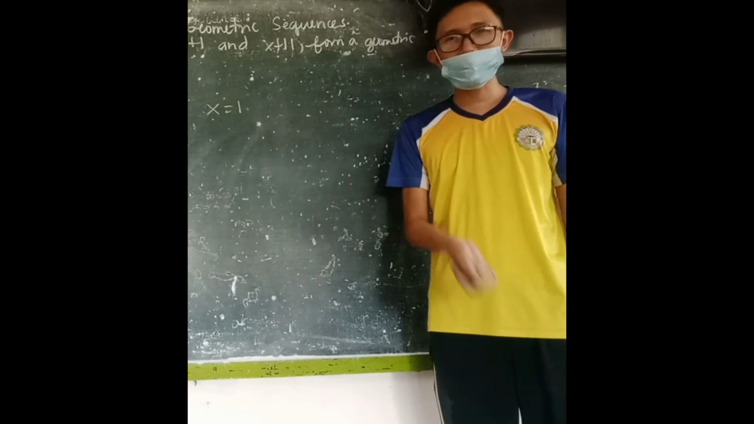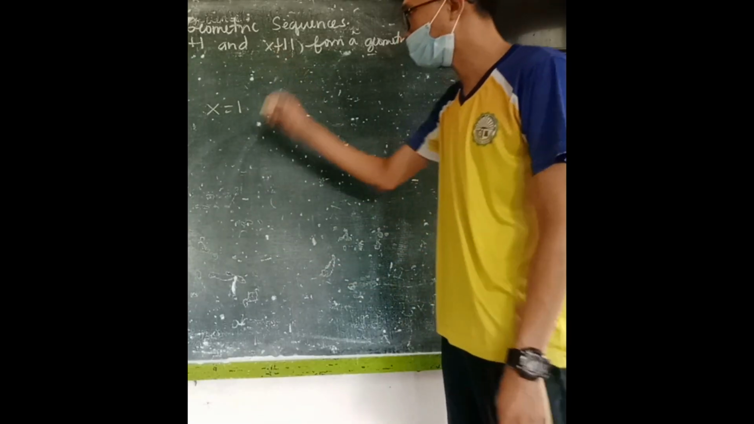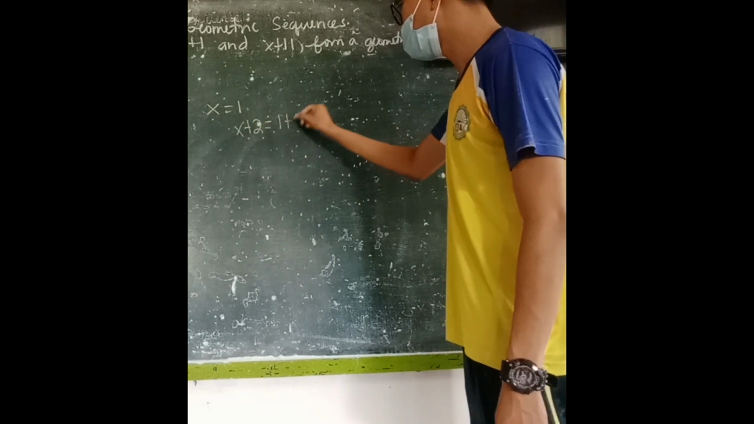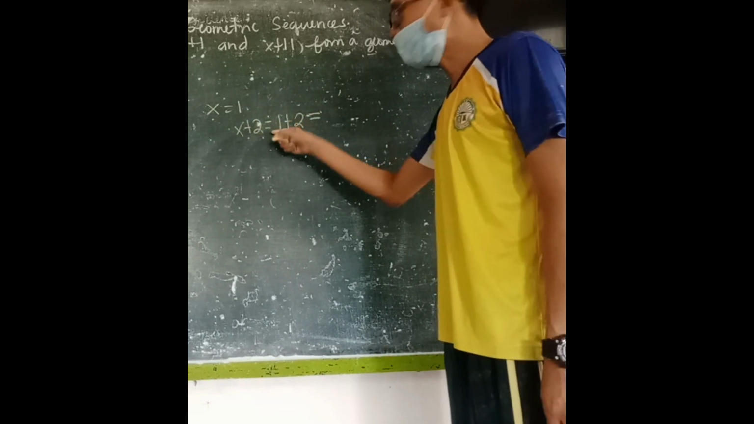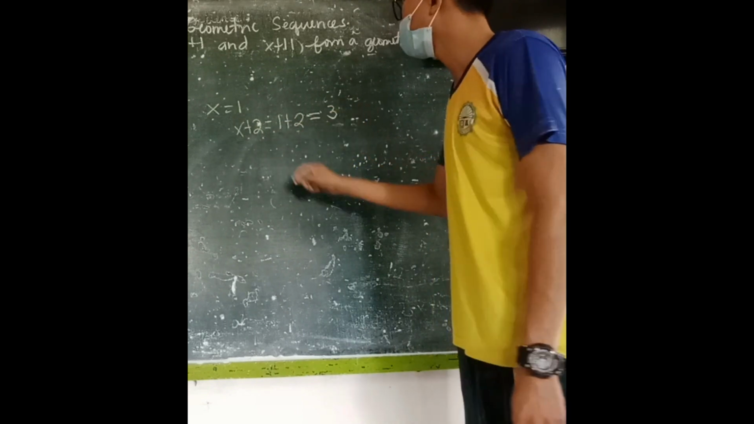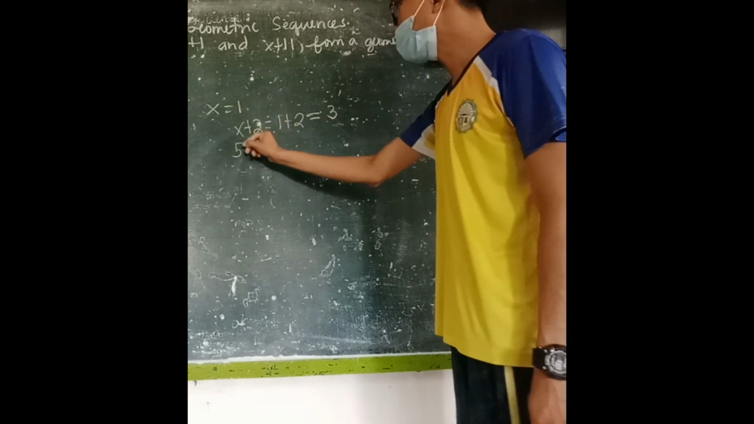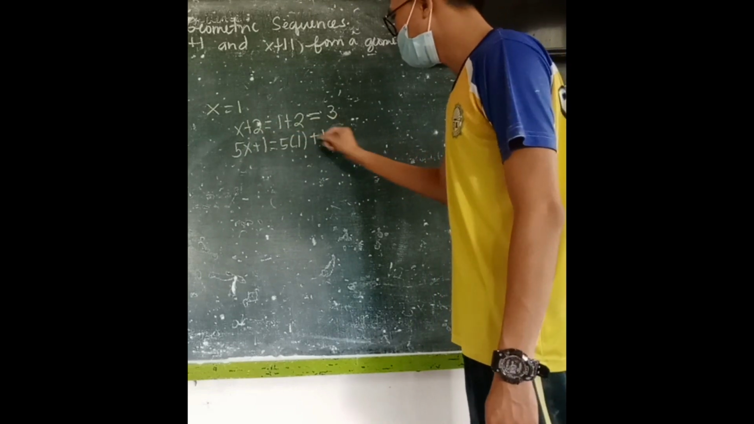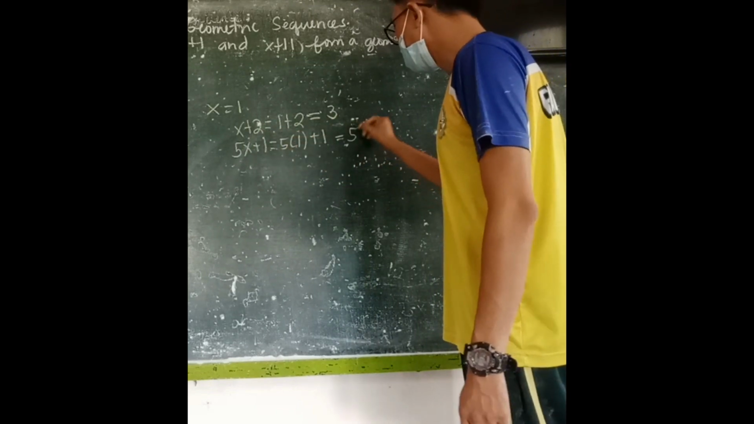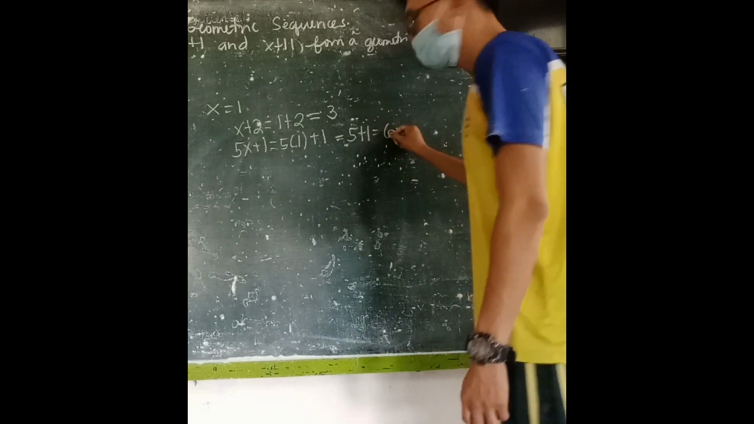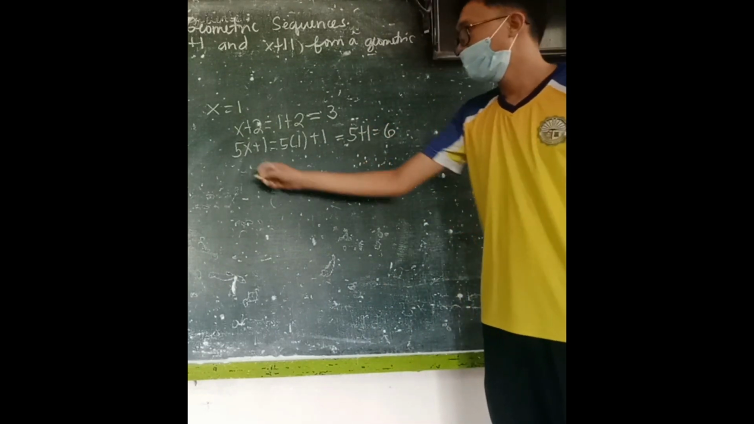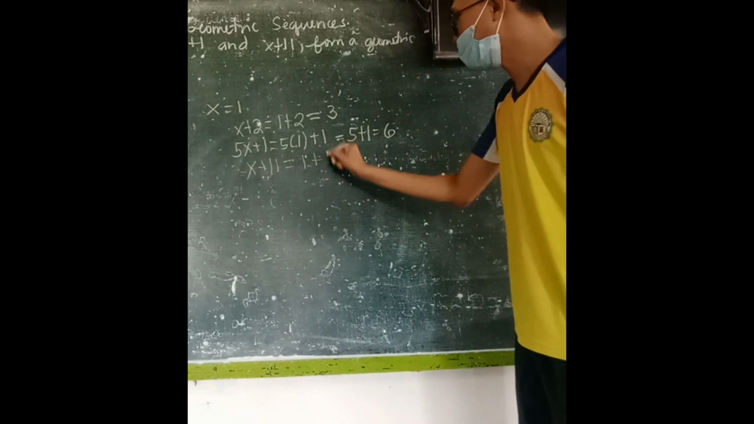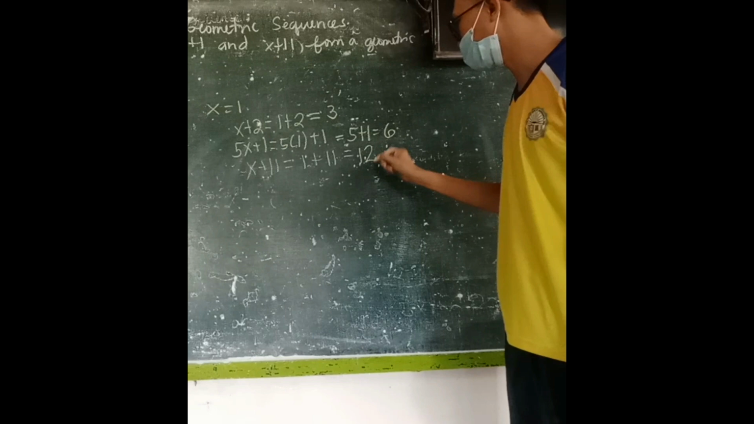Paano naman kapag x is equal to 1? Now, isa-substitute natin muna. X plus 2 is equal to 1 plus 2. Yung x natin papalitan ng 1, so magiging 3. Dito, we have 5x plus 1. So magiging 5 times 1 plus 1. 5 times 1 is equal to 5 plus 1 is equal to 6. Ang isa naman, x plus 11 is equal to 1 plus 11 is equal to 12.